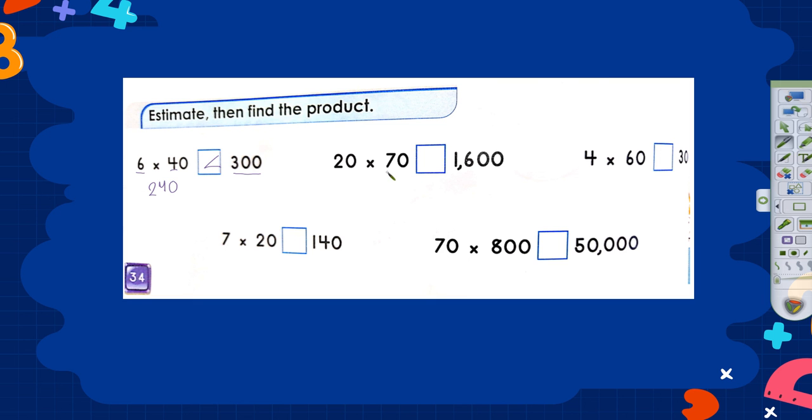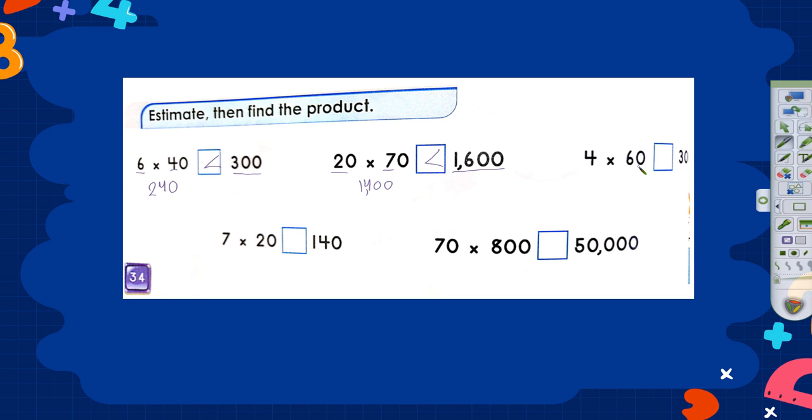20 times 70. 2 times 7 equals 14. And how many zeros do you have here? Two zeros. We put it where? In the answer. So 1,400. You will compare it with 1,600. 1, 1. They are equal. 6, 4. You know that 6 is greater than 4. So 1,600 is greater than 1,400.